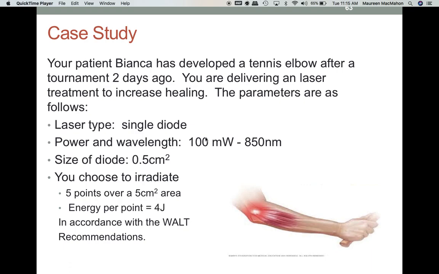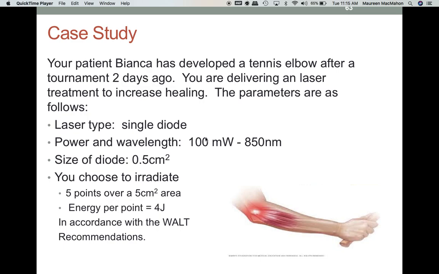So now you should have taken some time to already look at this case study and try and solve for the questions. If you haven't done that, please stop the video and go and do that. Because from here, we're going to go through the answers and how we calculate the different amounts of energy and the time that you would want for the treatment.